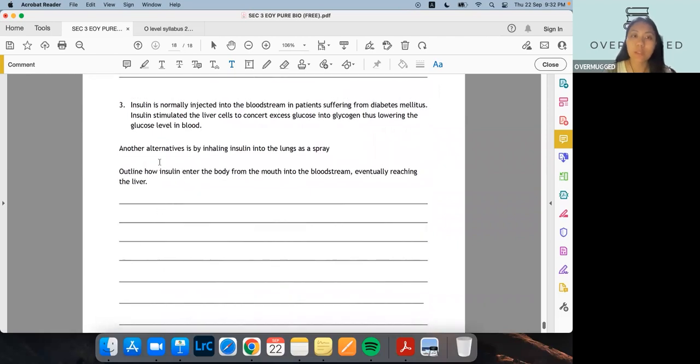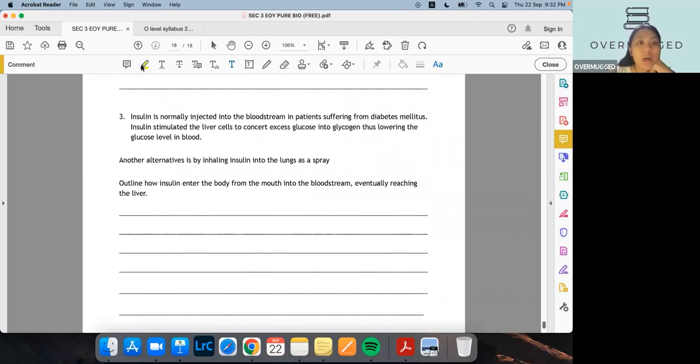Okay, this question, I'm not going to spell it out, but I'm going to go through it quickly. Insulin is normally injected into the bloodstream of people suffering from diabetes. Insulin stimulates liver cells to convert excess glucose to glycogen, thus lowering glucose level. This is a question more for Sec 3, hormones. But here, it tells you there's another alternative, which is inhaling insulin into the lung as a spray. So outline how insulin enters the body from the mouth into the bloodstream and eventually reaches the liver.